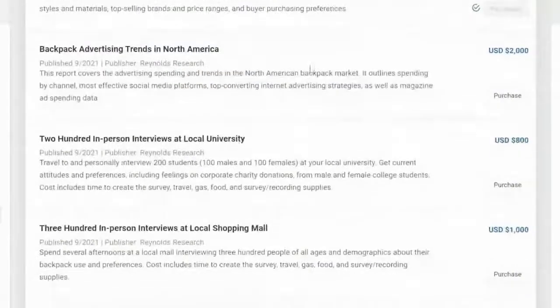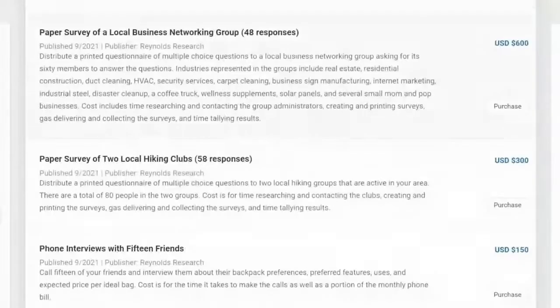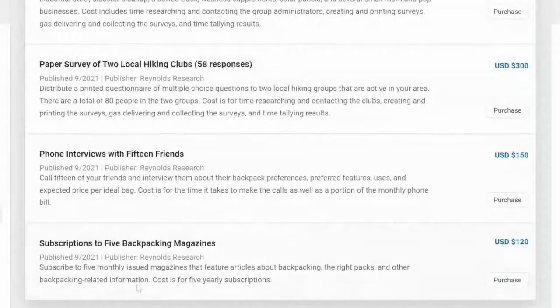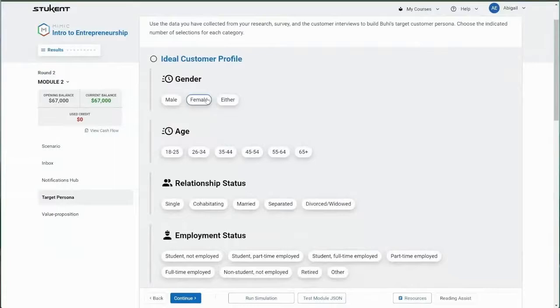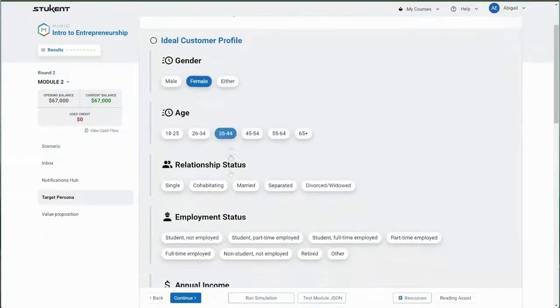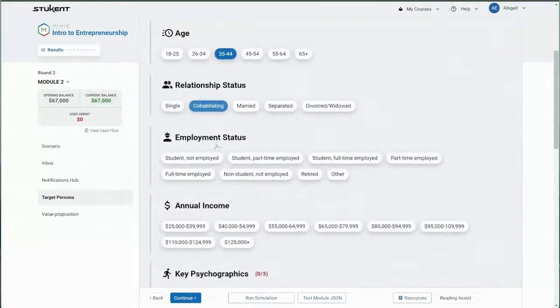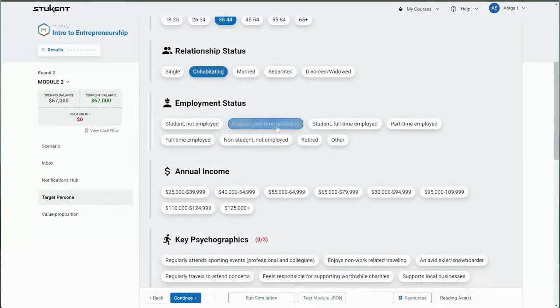In the early rounds of the simulation, students will purchase market research and receive competitor data and customer insights. This information will help them define their target audience, determine their customers' preferred backpack features, and create a unique value proposition, just like they would in real life. This process helps students define who their potential customers are and what those customers need. Essentially, we're asking students to adopt an entrepreneurial mindset.